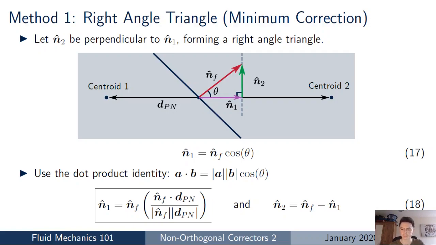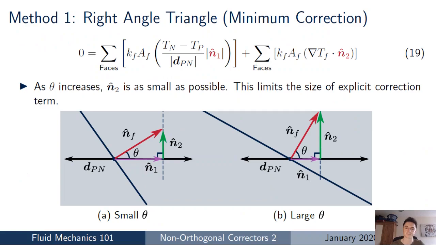At this point, before moving on, I'm going to make a small point about why this approach is sometimes called the minimum correction approach, if you look at this in the literature. The reason is that it minimizes the size, or the magnitude, of n2. That's what this approach is attempting to do: it wants to make n2 as small as possible. So it's called the minimum correction approach. I'll go into more details later about why that is and what it actually means for the CFD code.